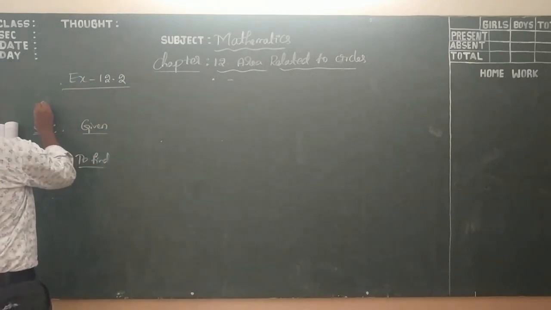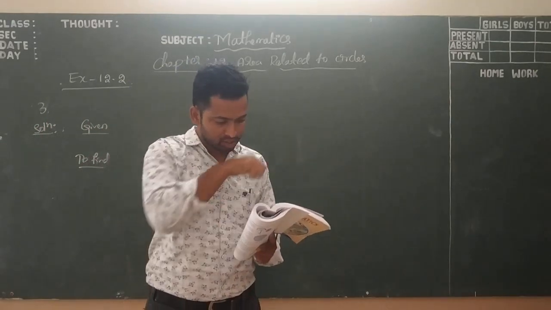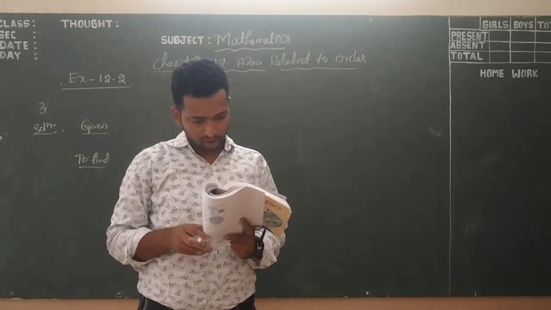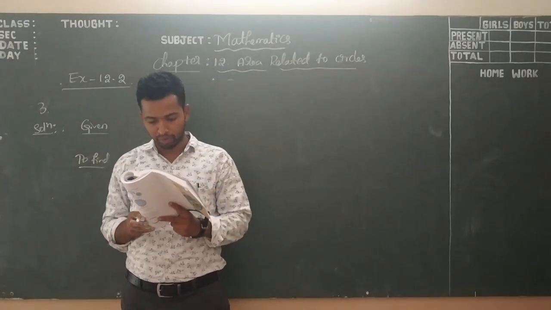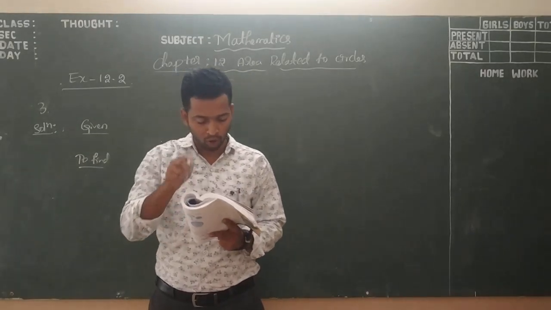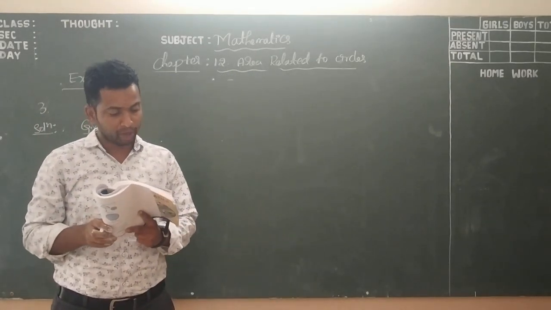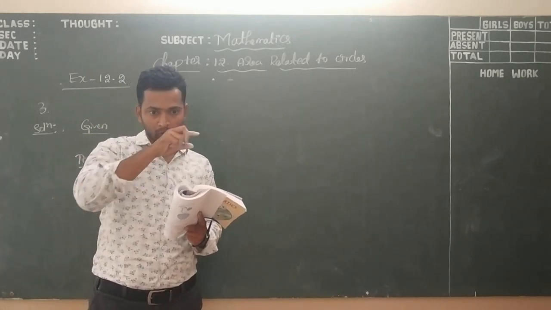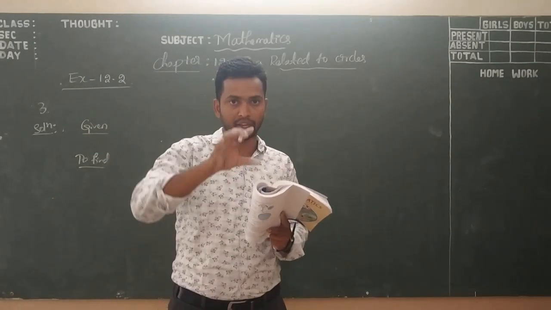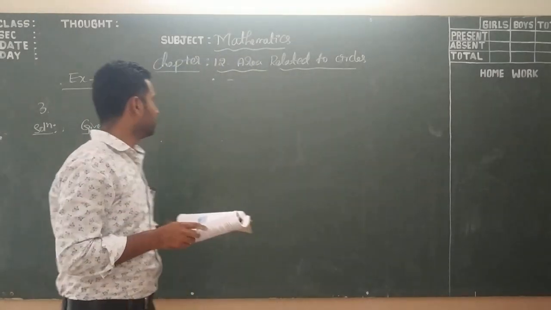The third one: the length of the minute hand of a clock is 14 centimeter. Find the area swept by the minute hand in 5 minutes. Now you have to calculate the area swept by the minute hand in 5 minutes. What is the area covered by the minute hand in 5 minutes?